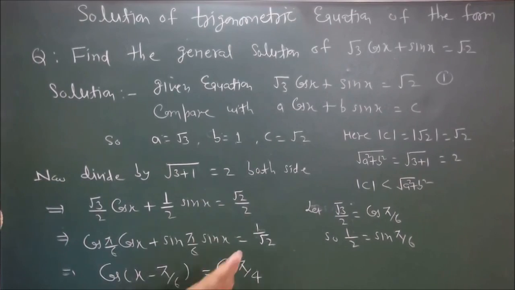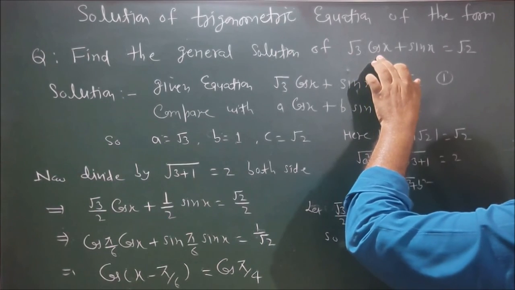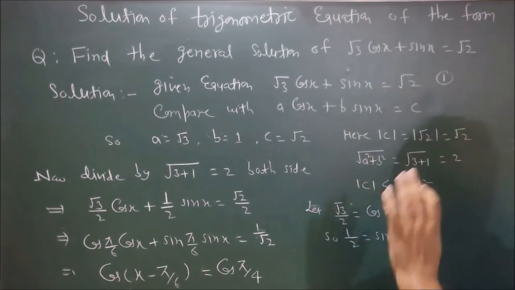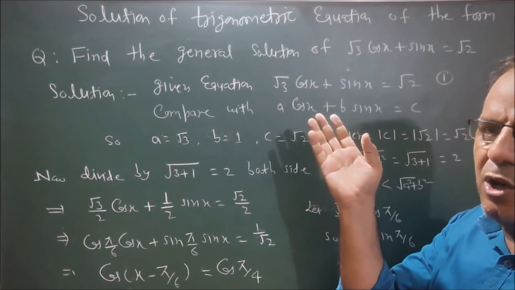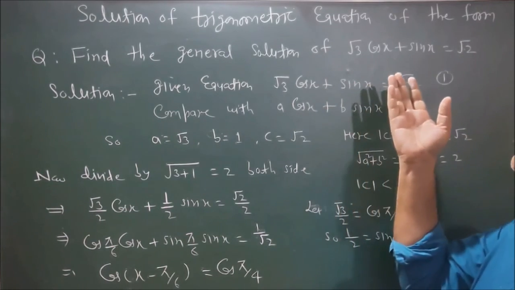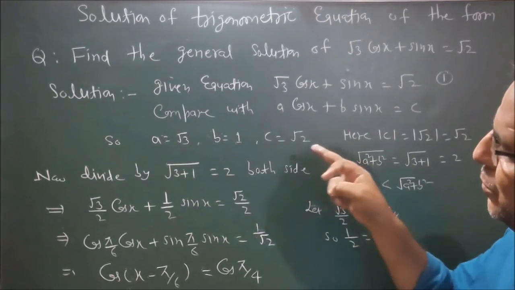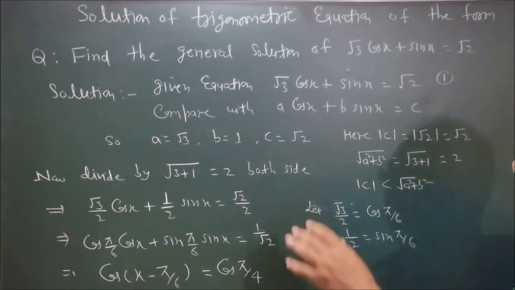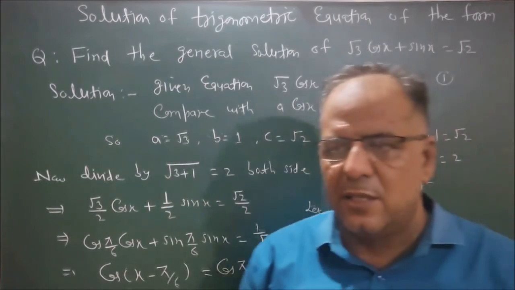If the equation is coming in the form of sec, tan, cosec or cot, so first we convert sec, tan into sin upon cos format, or cosec and cot also. So we convert into cos and sin form, because this algorithm can only be used for equations in the form of a cos theta plus b sin theta equal to c.